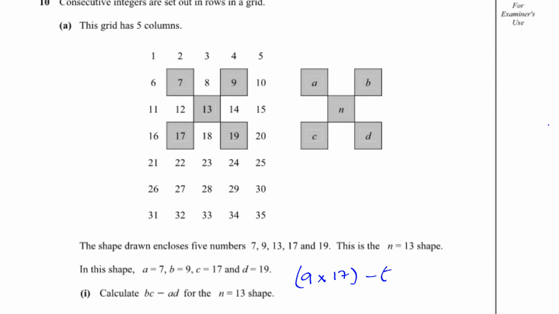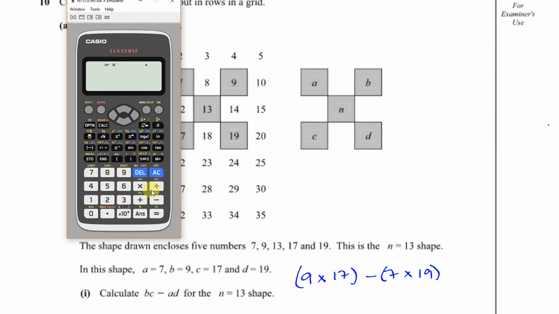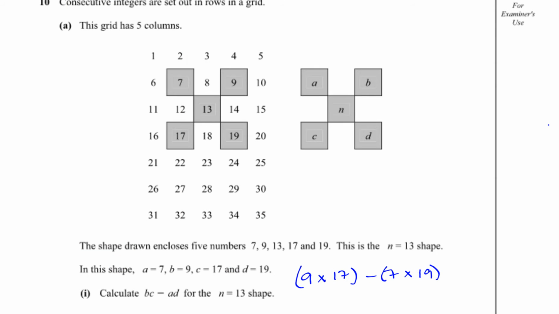So calculate the value of that for this particular shape, and that's going to be 9 times 17 minus 7 times 19, which gives us 20. So the answer to part 1 is 20.